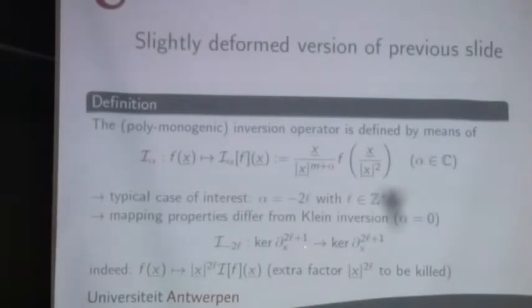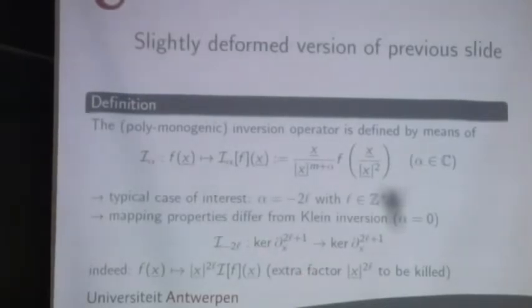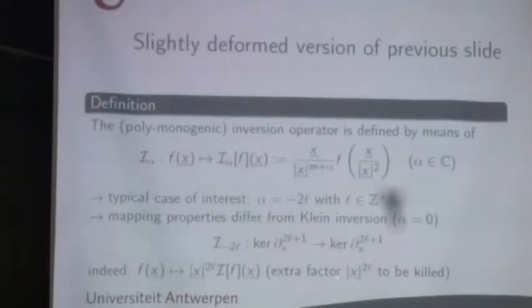However, my operator has changed. It's no longer the kernel of Dirac, it's the kernel of a power of Dirac this time. It's easy to see because you introduce an extra power of x in the denominator, so you need an extra factor to be killed. That is why I need the power of the operator here. And this is what I will use.